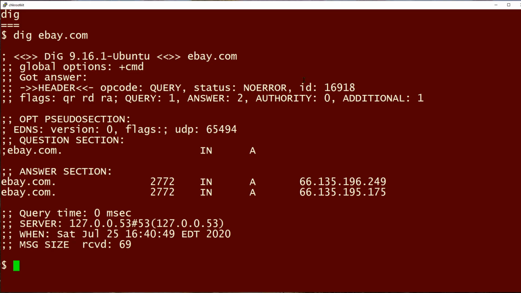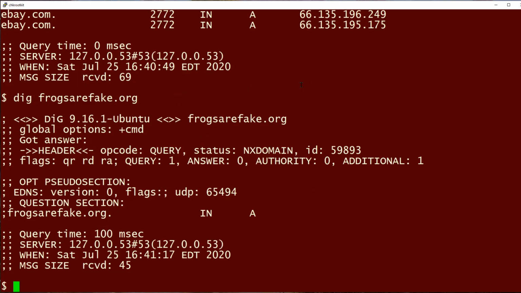If you, on the other hand, try to look up a server that doesn't exist or isn't yet registered, you get a very different response. So let's try frogsarenfake.org. And we're going to see there, aha, when you see NXDOMAIN up here as the status, that means that domain does not exist, and it did come back quickly. It did tell us that.